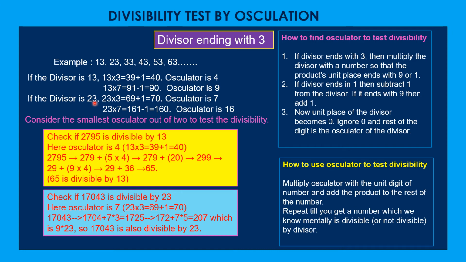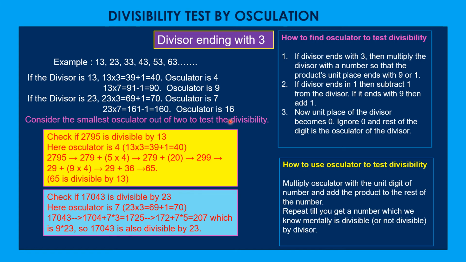So when you multiply 23 with 3, you get 69. So here in 69 you add 1 and you make it 70. Ignore the 0 and 7 is the oscillator. Then in 23 when you multiply with 7 you get 161 and then you subtract 1, you get 160. Ignore the unit digit 0 and 16 is the oscillator. So for the divisor 23 you have 2 oscillators, 7 or 16. But we will consider the smallest oscillator, that is 7, to test the divisibility.